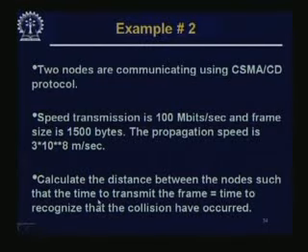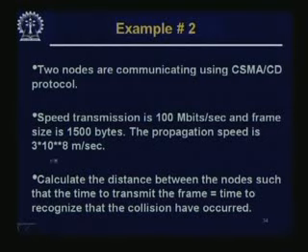Let us see another example. This is calculating something else, but very closely related. Two nodes are communicating using CSMA/CD protocol. Speed of transmission is 100 megabits per second. So this is a fast Ethernet, and frame size is 1500 bytes.